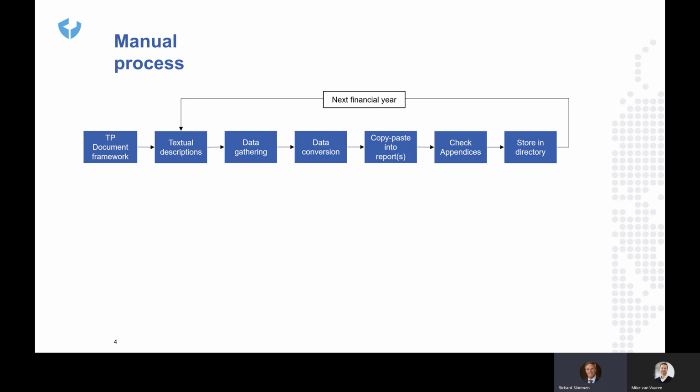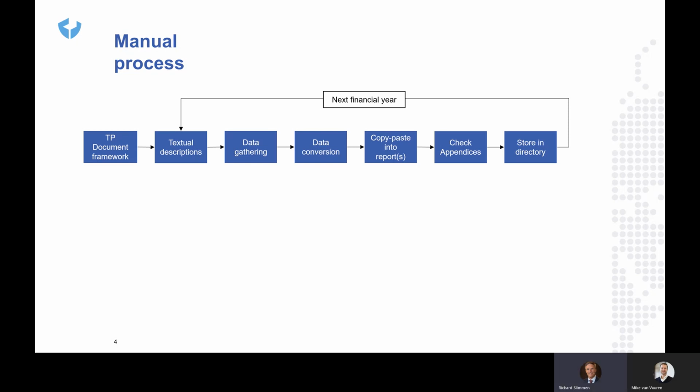The second step is to adjust the text, if necessary, which relates to the MNE itself. For example, local competitors, functional analysis, and stuff like that. The third step is when the data gathering starts. This mainly concerns obtaining financial data and other relevant company data.